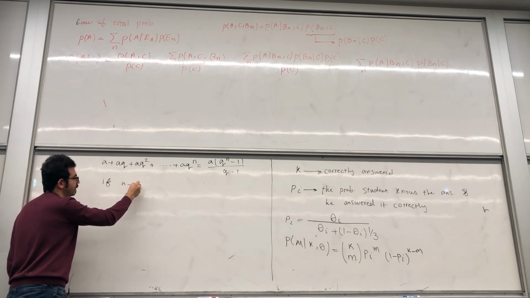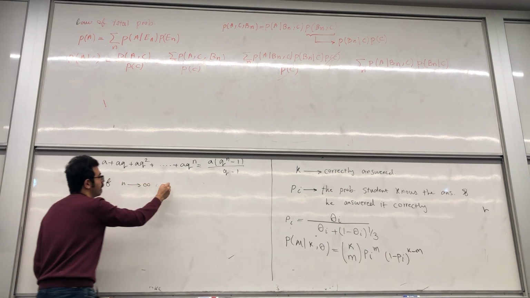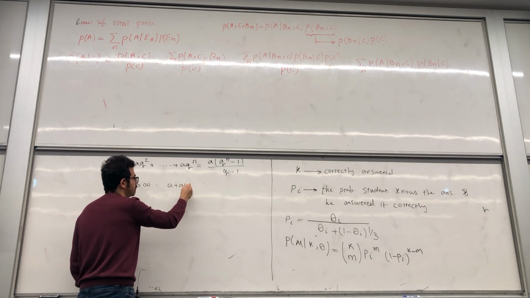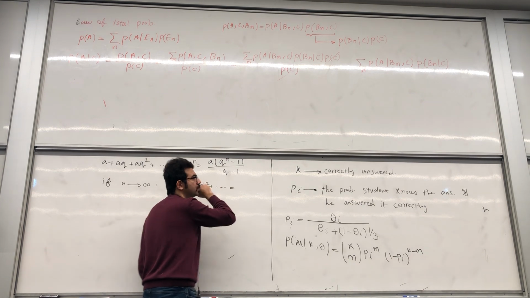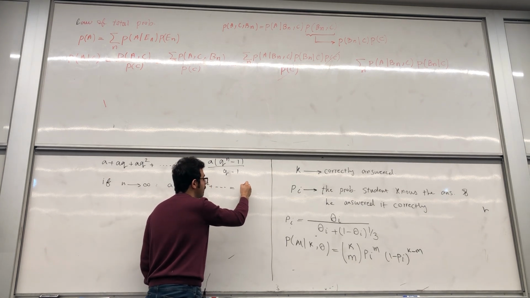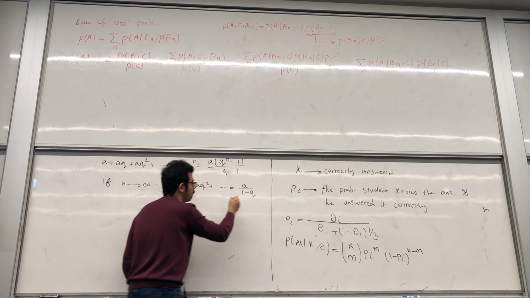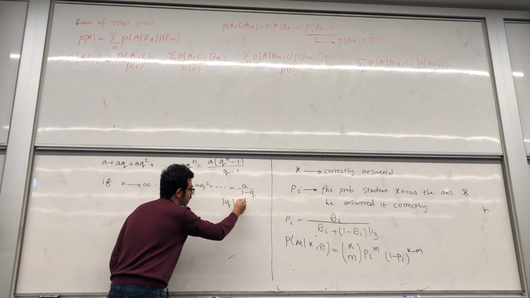If N goes to infinity, A plus A times Q plus A times Q squared plus and so on is equal to A over 1 minus Q, for Q less than 1.